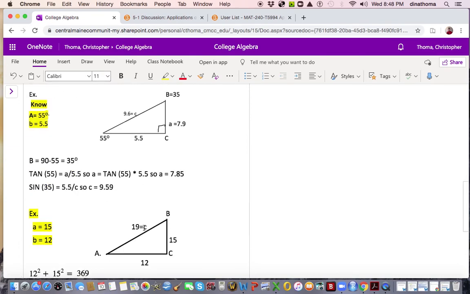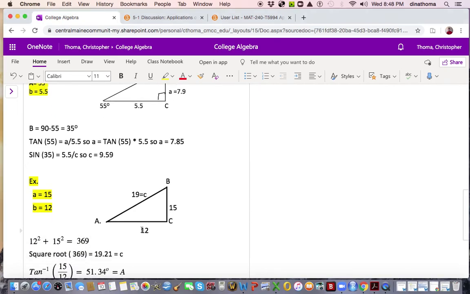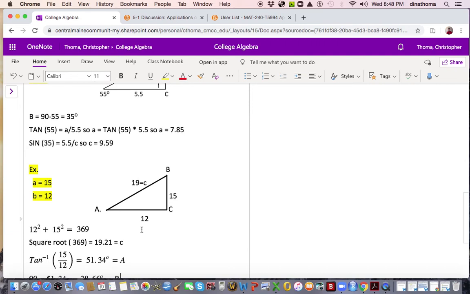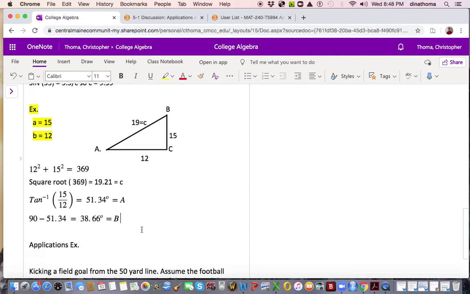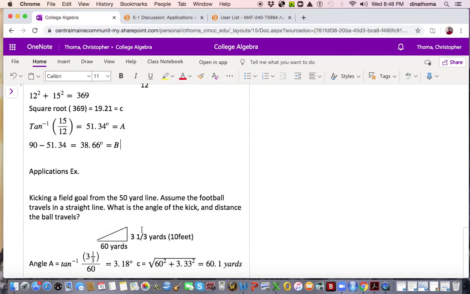So we have now solved a triangle where we knew an angle and a side. We solved a triangle where we knew two sides. So those are the two types of right triangles we will be solving in our class. And then we could do a word problem. So this is one I like to do in class.